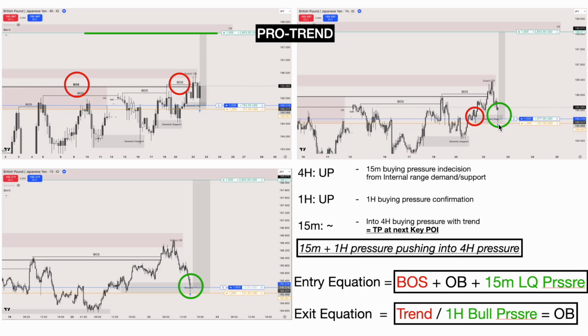So these trades are really taking out a lot of liquidity and imbalance. So 15-minute plus 1 hour pressure pushing into 4 hour pressure. So we see that. Take profit at the next key point of interest. Pro-trend.